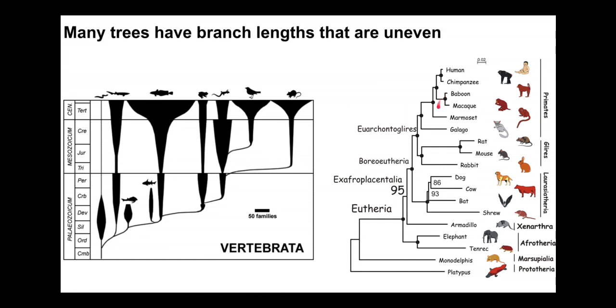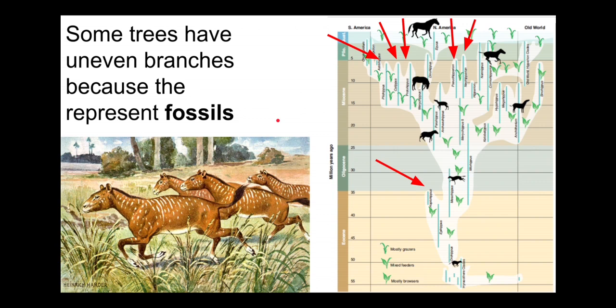Many do have branch lengths that vary, and the variation in the branch lengths is an important feature. Some trees have uneven branch lengths because they include fossils, and when a species is extinct, the branch ends.